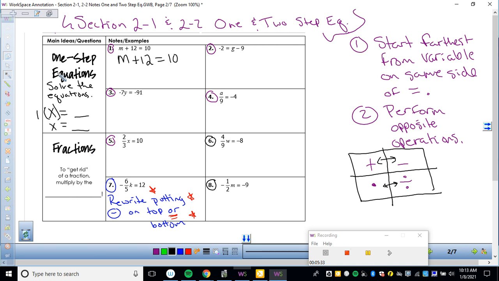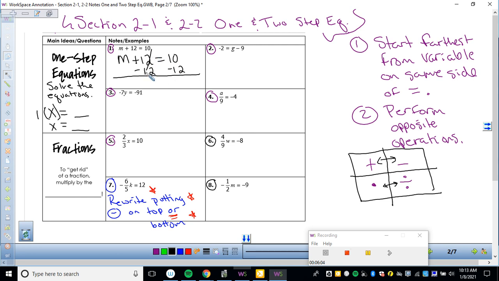Okay, so that means I want to get this m by itself. So we now start on the same side of the equals as the variable, furthest away, and we do opposite operations. So this says plus 12, so we would do the opposite, and we would subtract 12. We have to do it on both sides of the equation to keep the equation balanced. What we do to one side, we have to do to the other.